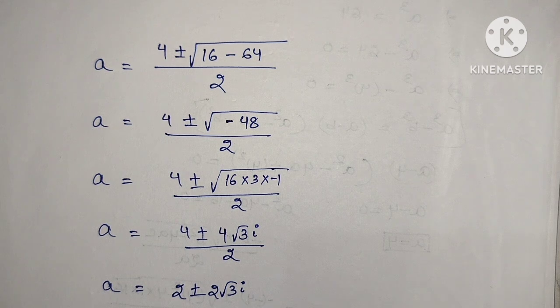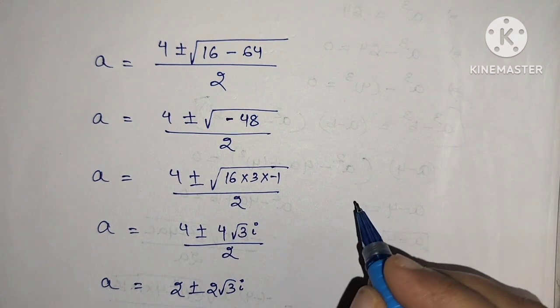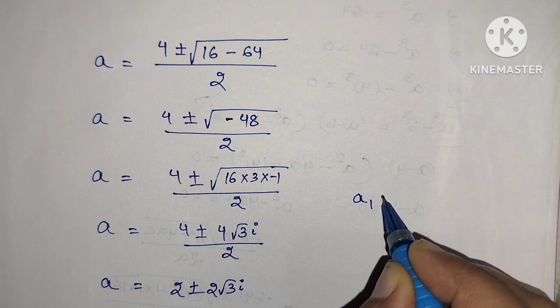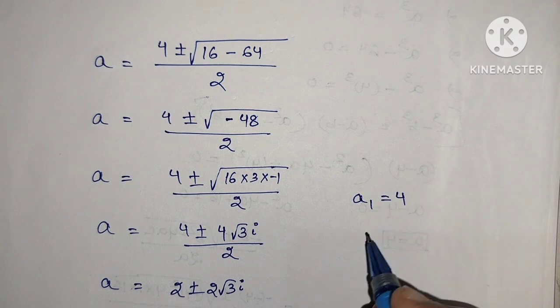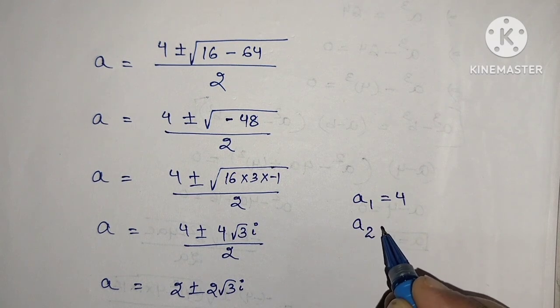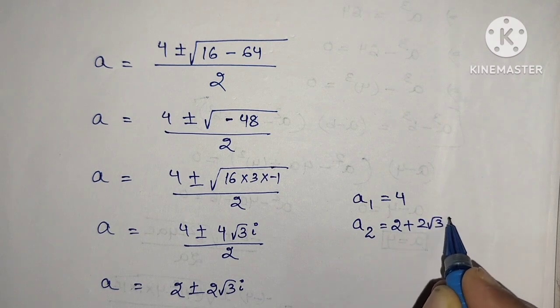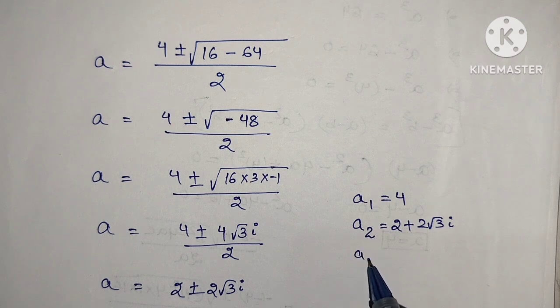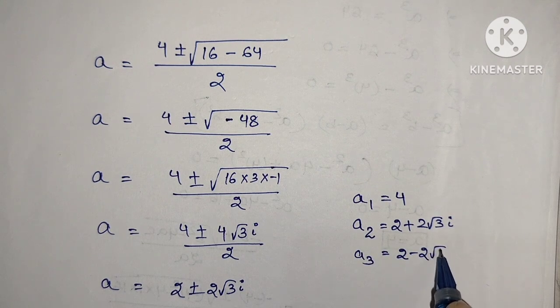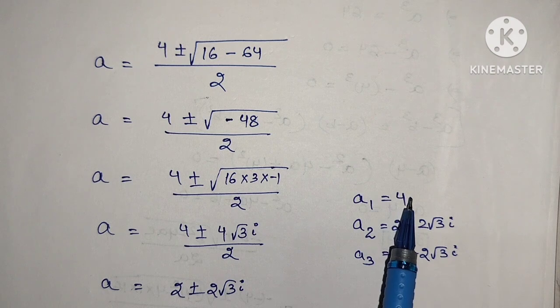Yes. Then we got the value of A. First one is A1 equal to 4. Then A2 is equal to 2 plus 2 root 3i. Then another one, A3 is equal to 2 minus 2 root 3i. We got the 3 values. These 2 are the imaginary values, this one is the real value.